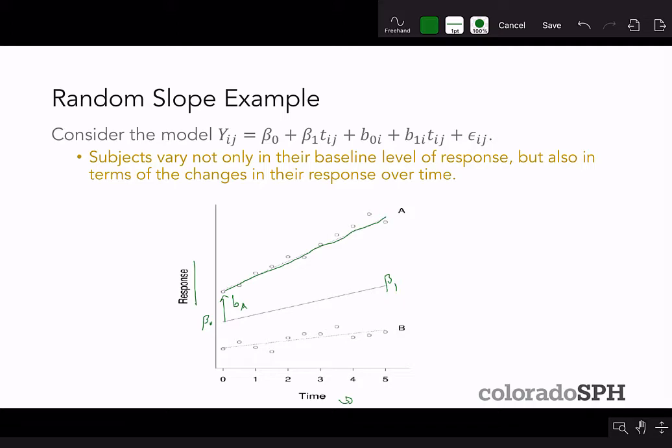And that slope is going to be given by B1A. We also have a second subject whose intercept is B0B, which is the difference from the population intercept, and they have their own slope as well, which is a little bit shallower than beta 1. So you can see now when you have a random slope model, each subject can vary from the population average by both the slope and the intercept of their individual line.